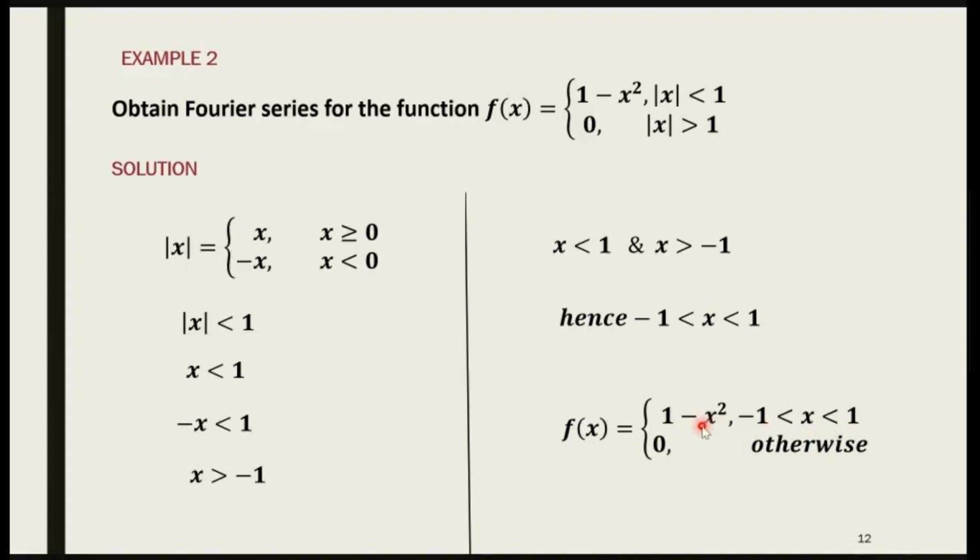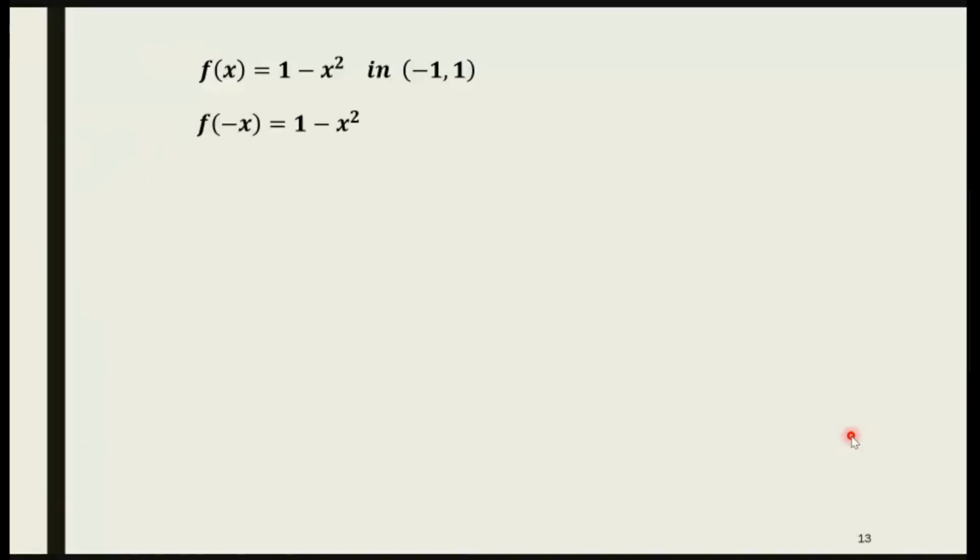Now what type of function is 1 minus x square? Since the function is defined in -1 to +1, we can check for even and odd. It's an even function. When I put x equal to -x, it's the same function, so it's an even function, which means again bn is equal to 0. We have to calculate a0 and an.